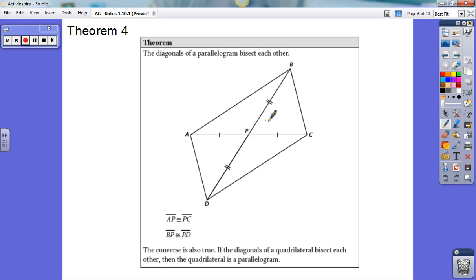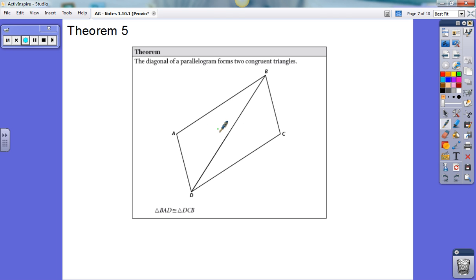The diagonals of a parallelogram bisect each other. So remember, diagonals connect two vertices that are not right next to each other, the two non-consecutive vertices. So here are my two diagonals, BD and AC, and notice that they bisect each other. So BD has been cut in half, and AC has been cut in half. And the fifth one is that the diagonal of a parallelogram forms two congruent triangles. So if I draw my diagonal, it divides it into two congruent triangles. And we'll look at proving this a little bit later.